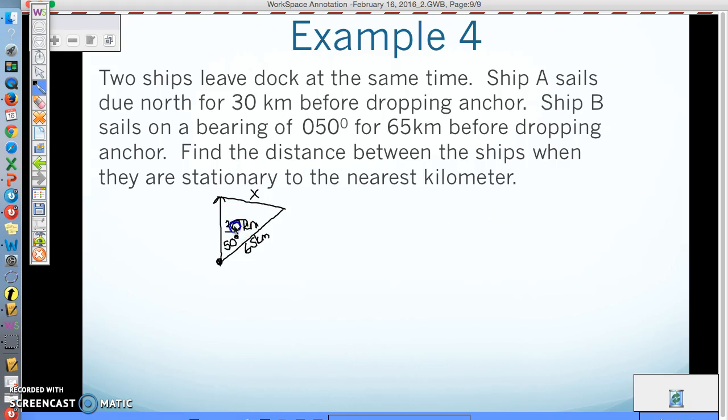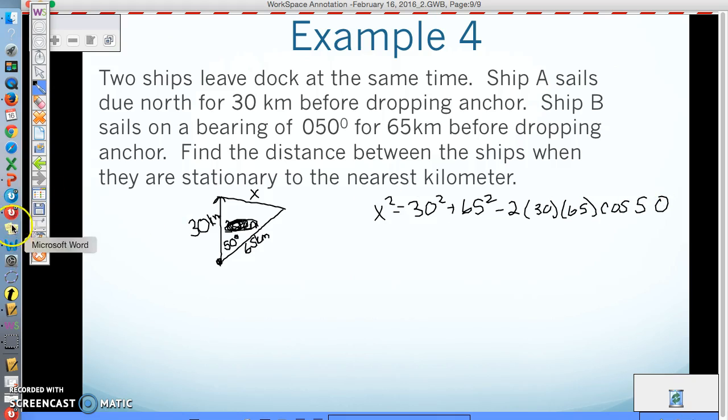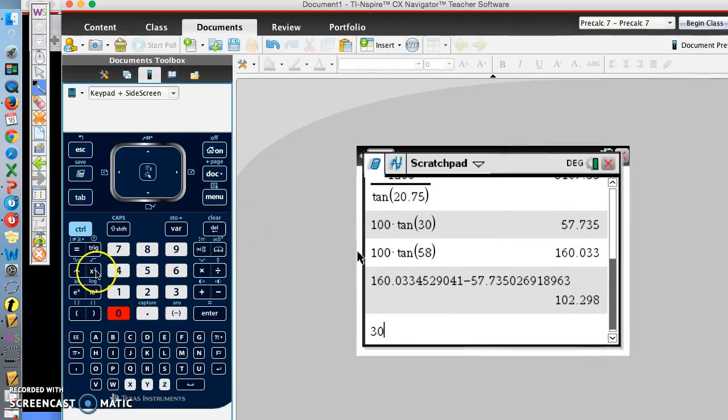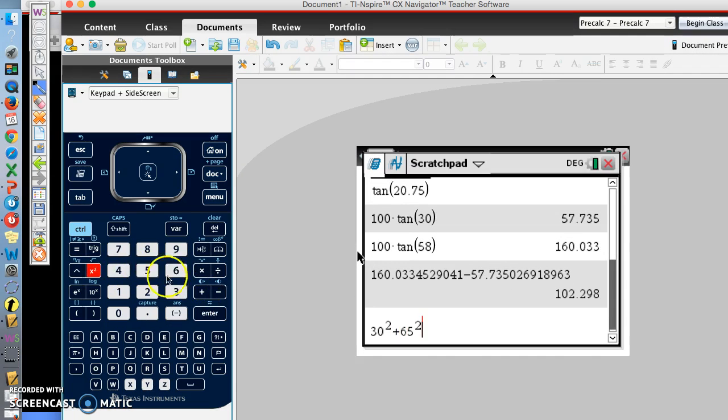So we have this triangle. I'm going to put this 30 here on the outside. And it's a non-right triangle, so we could use law of sines or cosines. Well, we don't have an angle on the side opposite, so we have to use law of cosines. So we have x squared equals 30 squared plus 65 squared minus 2 times 30 times 65 times the cosine of 50. So if we type that in, 30 squared plus 65 squared minus 2 times 30 times 65 times the cosine of 50.